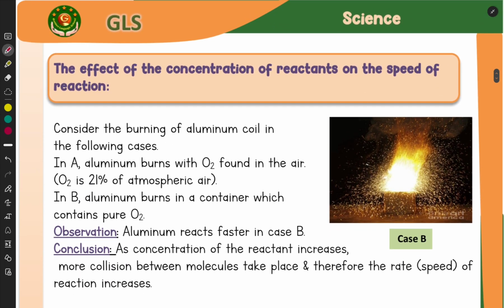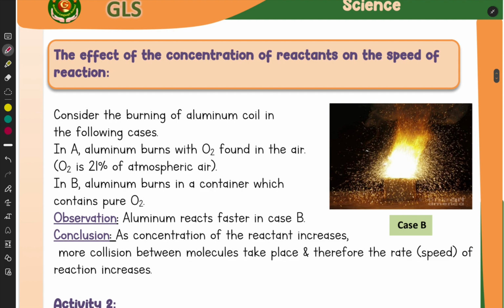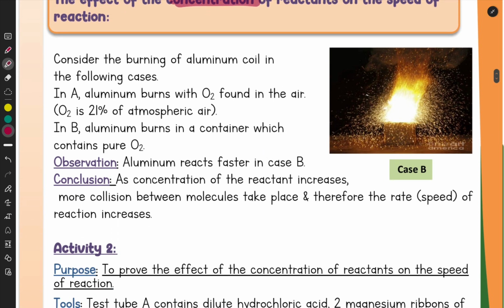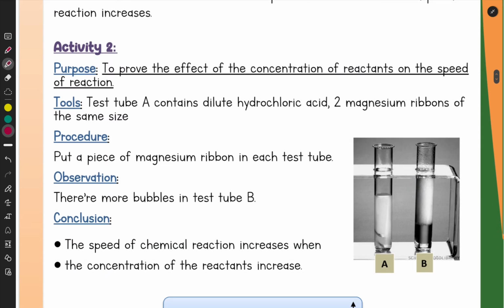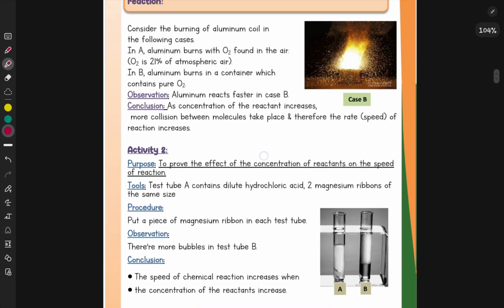Okay, the effect of concentration of reactant on the speed of chemical reaction. Of course, if the concentration increases, the speed of the reaction will increase. Consider the burning of aluminum coil in the following cases, A and B.